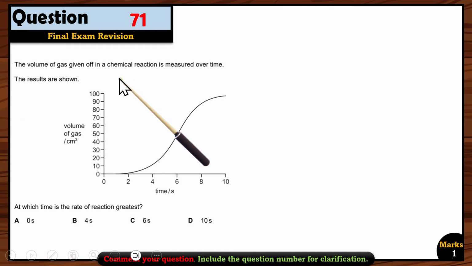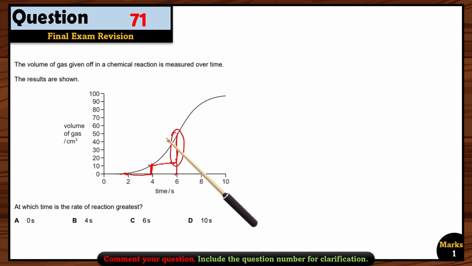The volume of a gas given off in a chemical reaction is measured over time. The results are shown. At which time is the rate of the reaction the fastest? At 0, you see it is just a straight line. At 4 seconds, we can just measure from 2 to 4, so the line is this much, right? And from 4 seconds to 6 seconds, the line will start from here and it will move up till, you can see here, this is your 6. Can you see this line? This line is the tallest line over here.